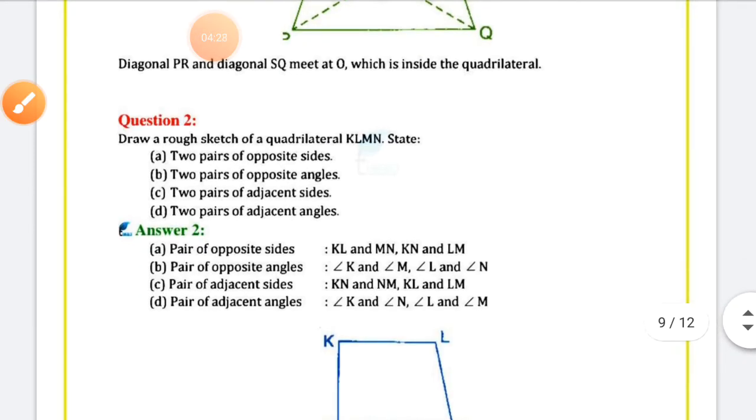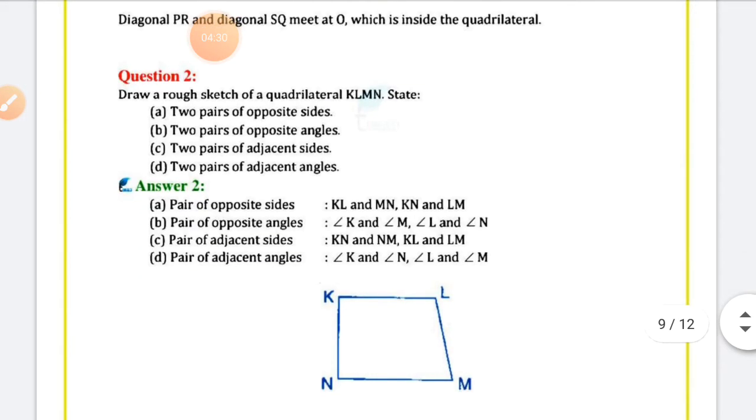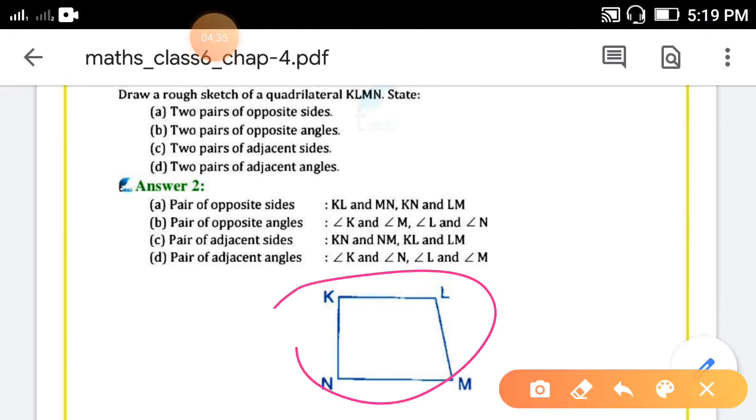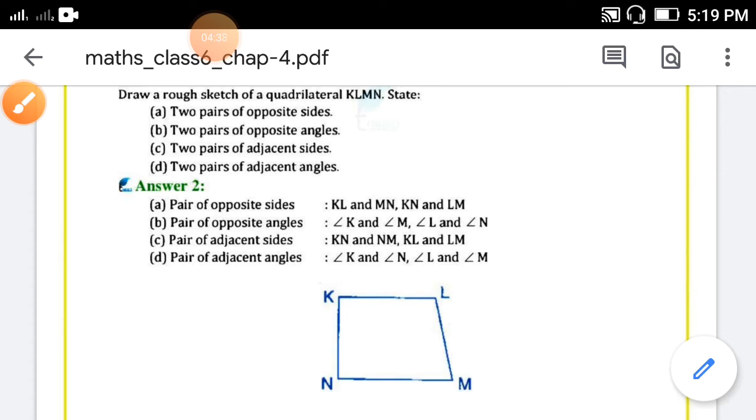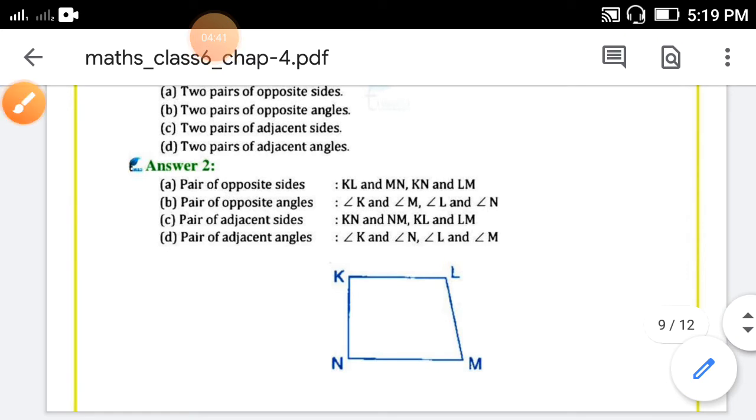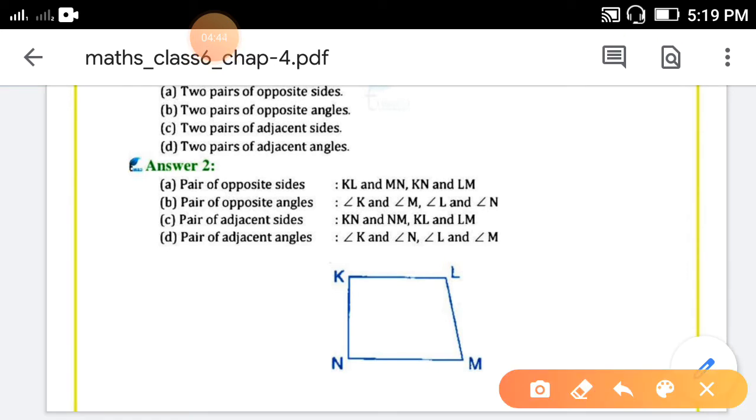Question 2, you have to draw a rough sketch of quadrilateral KLMN, and from this quadrilateral you have to give the names. First one, 2 pairs of opposite sides. So I'll show you which sides are opposite. These 2 are opposite sides, that is the first pair. Second pair, this is the second pair. You have to give the names. B, 2 pairs of opposite angles. I'll show you opposite angles. This is the first pair and this is the second pair.